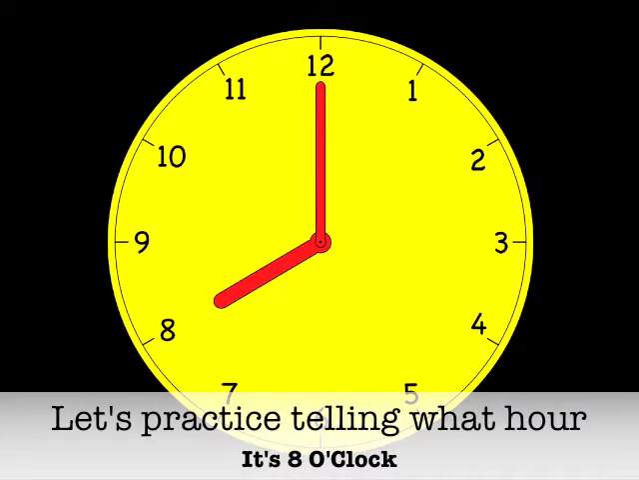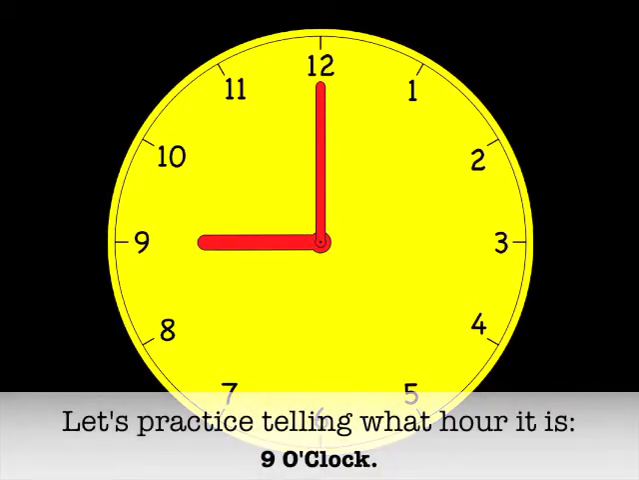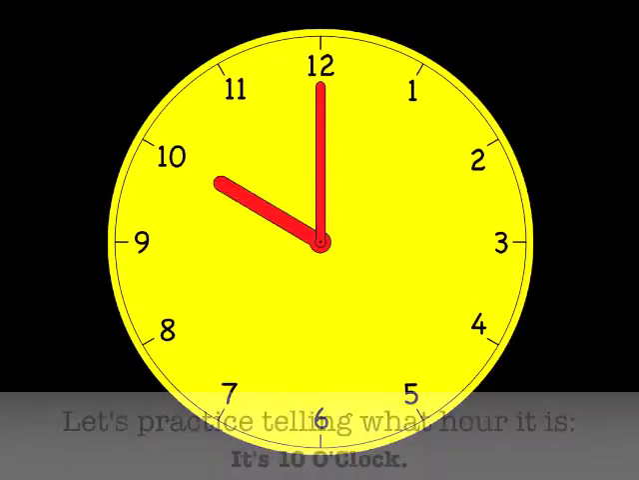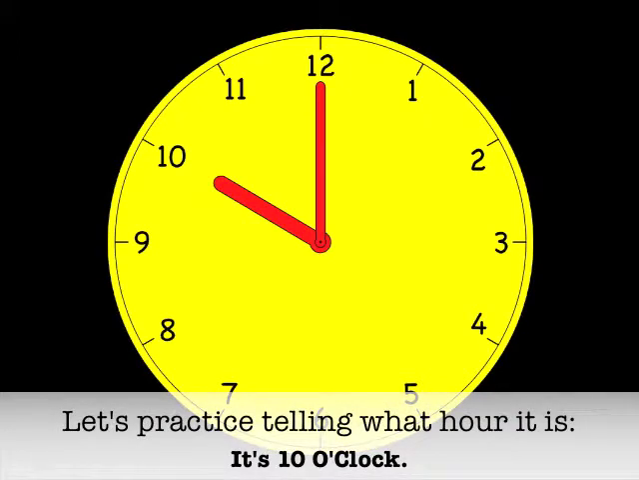Start by looking at the short hand called the hour hand, and we now see that it's on the 8. Move to the minute hand, which is still up on the 12, so we know it is 8 o'clock. The hour hand is now on the 9, and now we look to the minute hand, and it's up at the 12 still, so it is 9 o'clock now. Now the hour hand is at the 10. Look to the minute hand next, still up at the 12, so now it's 10 o'clock.